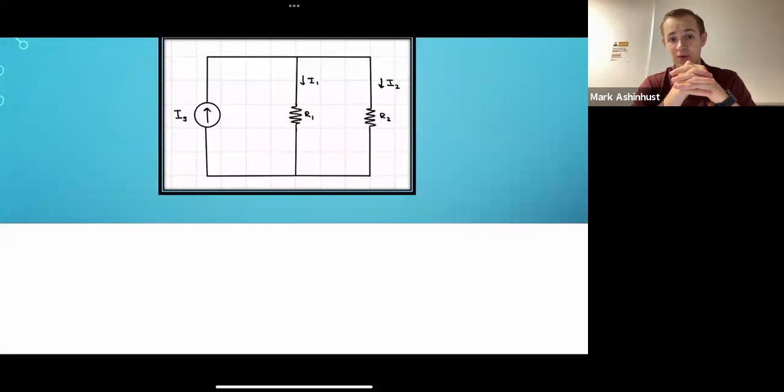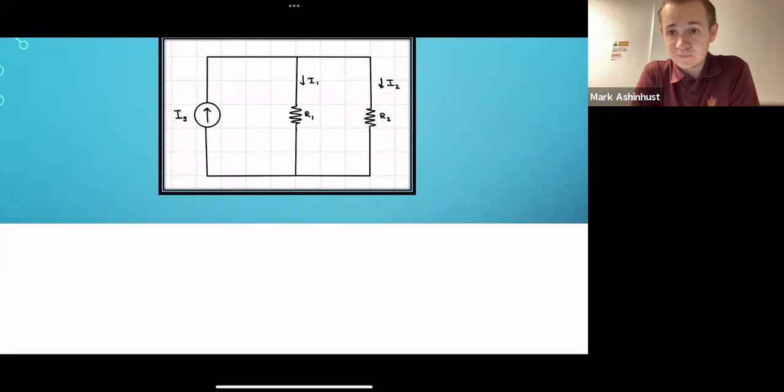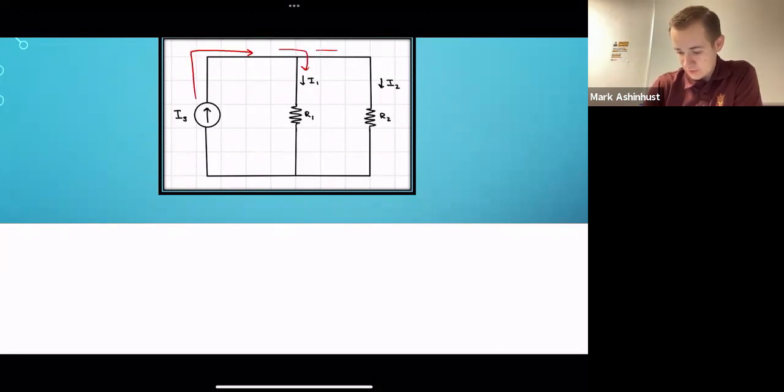And this is for a couple of reasons. The main reason is that, if you've ever heard, current takes the path of least resistance. This is one of the larger reasons why this happens. So let's consider I1 and I2. Now we can look at the current IS. IS is going to keep flowing up this way. So I1 and I2 are both going to be positive.